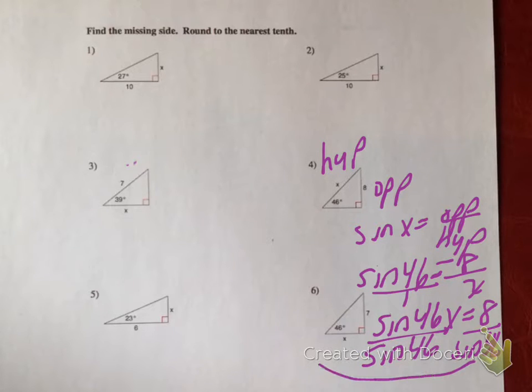Okay, so I'm just going to go from here to here to make some room. So you're going to put 8 divided by sine of 46 into your calculator, and you will get 11.1.